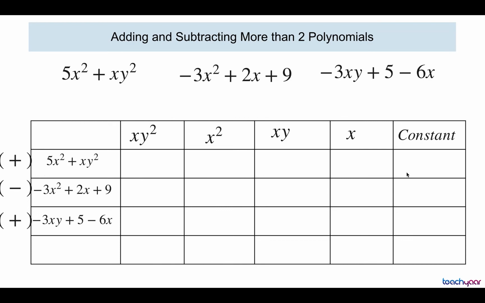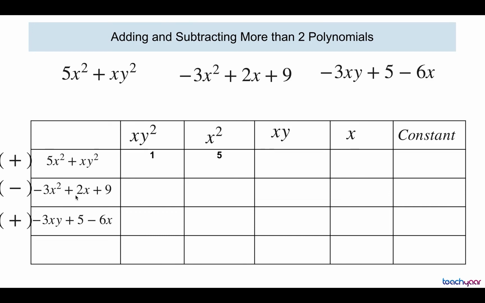So in this case, there's no constant term, so that will be 0. There's no x term, so that's 0. The xy term is not there, so that's 0. The x square term is there, so that will be 5, and the xy square term is there, so it will be 1. That makes sense, right? I've just left these empty. You can just write 0 there if that makes it easier for you.